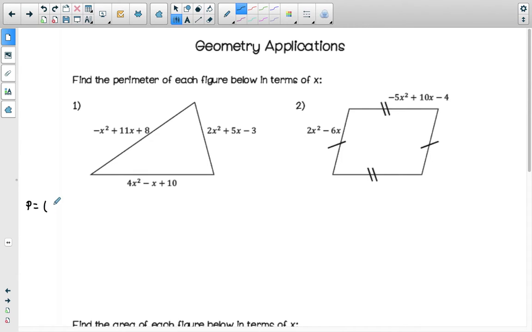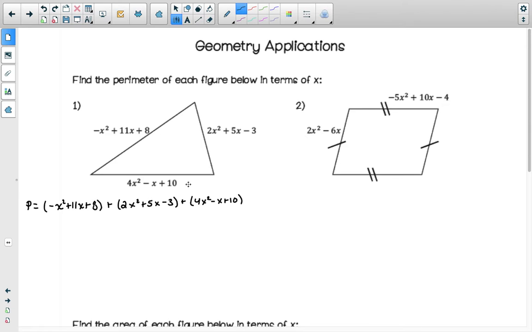I'm going to put it in parentheses to keep it grouped together. Negative x squared plus 11x plus 8. We're going to add the next side, which is this side, in parentheses to keep it grouped together, of 2x squared plus 5x minus 3. Then I'm going to add the third side, so plus parentheses, 4x squared minus x plus 10.